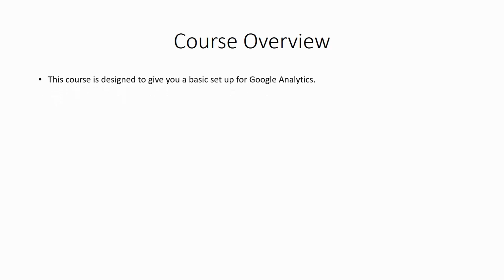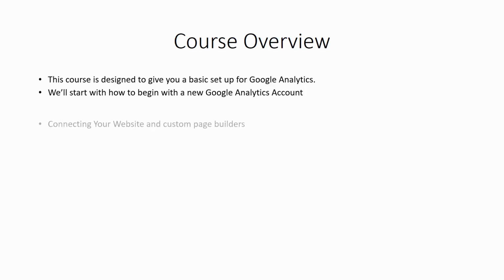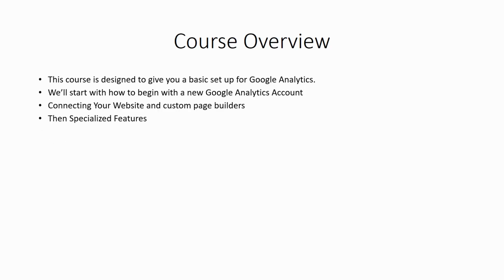Hello and welcome. Now, in this course, you are going to receive a tutorial on a basic setup of Google Analytics on your site. We'll start with how to begin with a new Google Analytics account. You'll be connecting your website and/or custom page builders or even your WordPress site. Then we'll be walking through some of the specialized features of Google Analytics, such as setting up annotations so that you'll know how your site is performing at a glance. We'll be setting up intelligence events so that you can have emails sent to you when certain things happen on your site. We'll be setting up custom segments so that you can break down different views of your website activity.